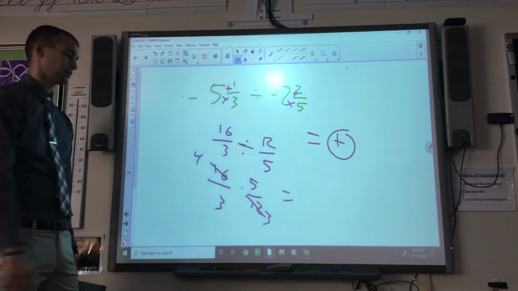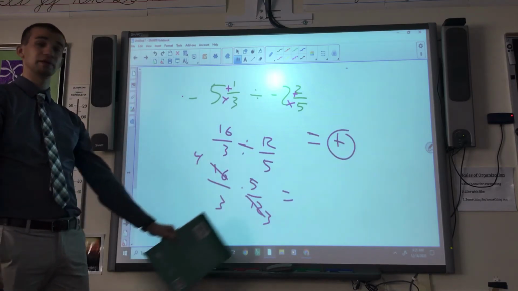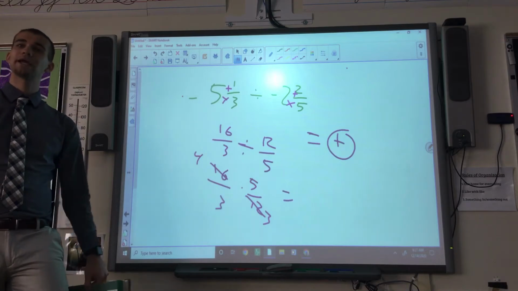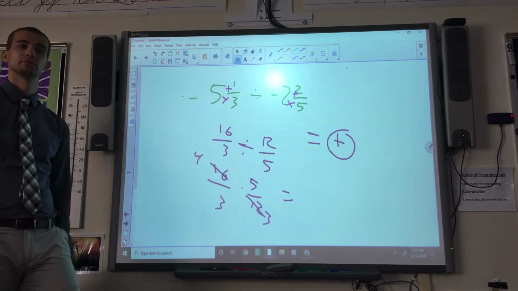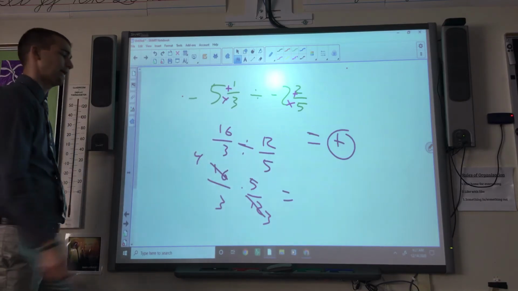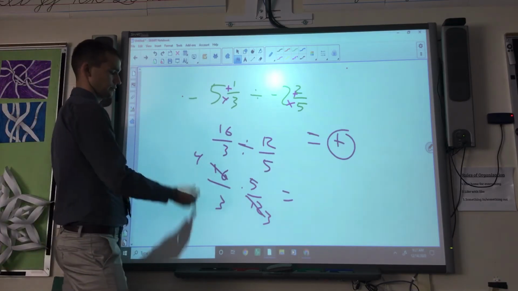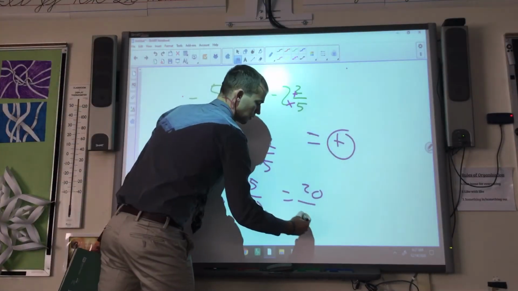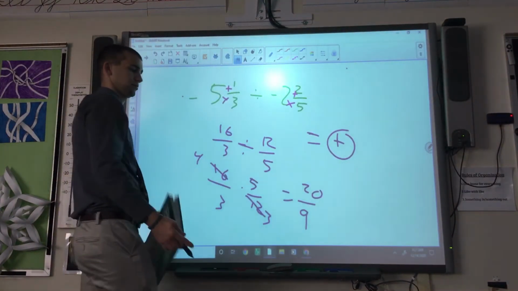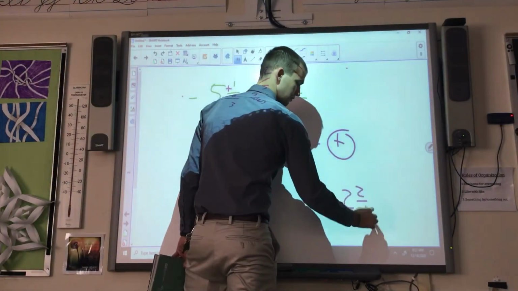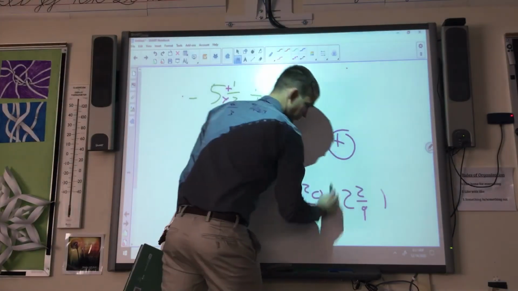Anything else we can cancel out? 3 and 3, can you cancel those out? You cannot. Why can you not cancel out 3 and 3 here? Because they're both on the bottom. One has to be on the top, one has to be on the bottom for you to cancel them out. 4 times 5 is 20, 3 times 3 is 9. 9 goes into 20 2 times with how much left over? 2 over 9. And your final answer is positive.